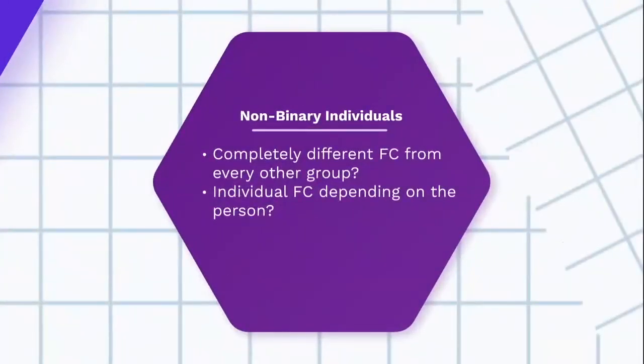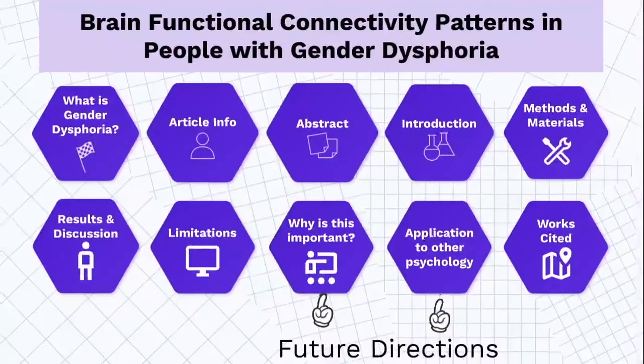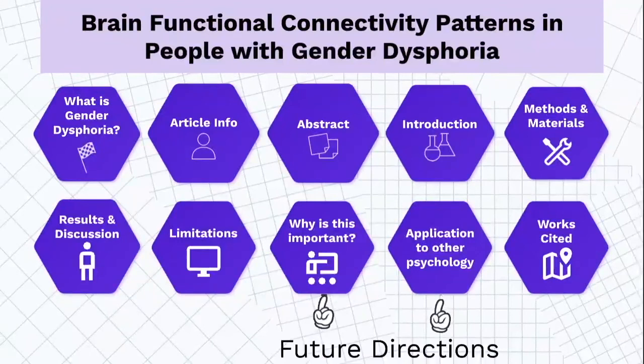Lastly, we can translate the studies done on brain development to people who do not identify as male or female. In this context, they might relay a completely different FC from every other group, or even display individual FCs depending on the person. Overall, as clinicians and researchers and psychologists, if we could learn more about how the brain works in general and how brain disorders manifest themselves, we can work to help individuals who are affected and get them to a place in life where they would like to be.